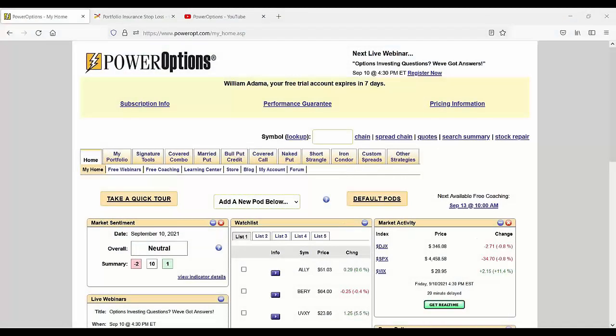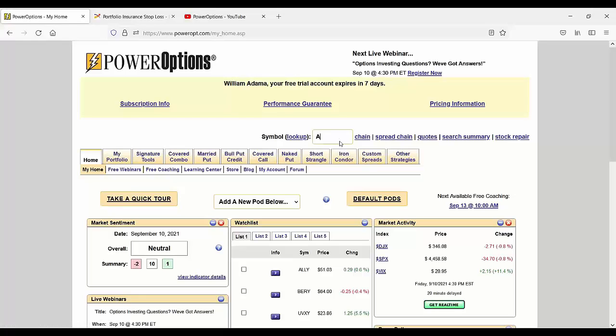And Anthony asked a question related to what's called the stock repair tool. The stock repair tool, he says, when you're doing this stock repair, when do you exit the trade? Is it when the short strike is hit or when the short strike is at expiration? Well, that depends on your goals and it depends on your situation.